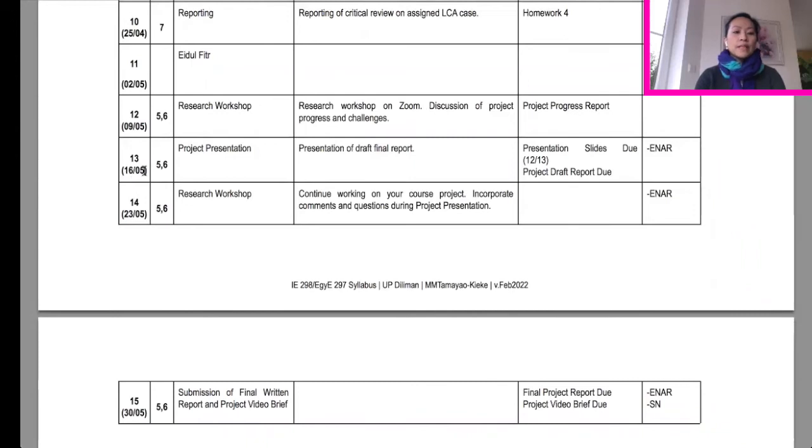On May 16 is a project presentation. You are to present a draft of your final report. At this point, you should have preliminary results and discussions. Your presentation slides are due, sorry for this, I will change this later on, but the presentation slides are basically due before the class starts, as well as the project draft report.